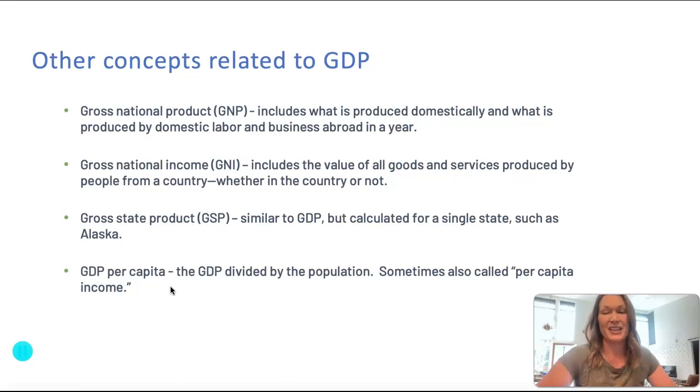You'll hear me say Alaska's GDP. Technically, I should probably say Alaska's GSP, gross state product, but it's a similar thing, just instead of for a country, it's per state. GDP per capita is just the GDP divided by the population of a given country or place. And you'll sometimes hear me say this as per capita income.